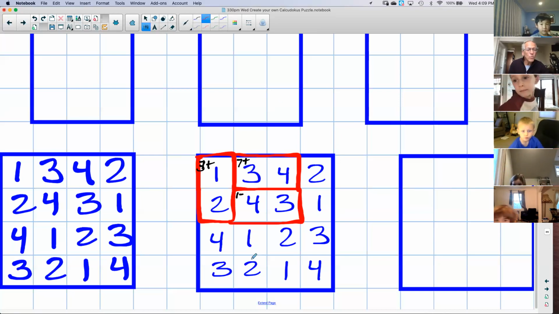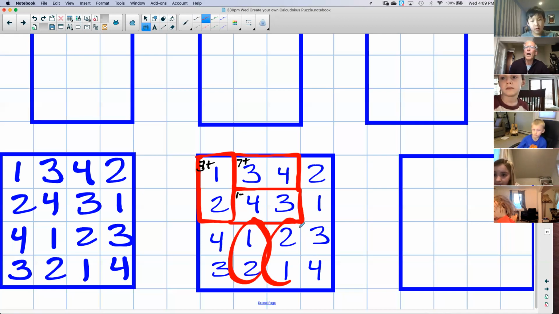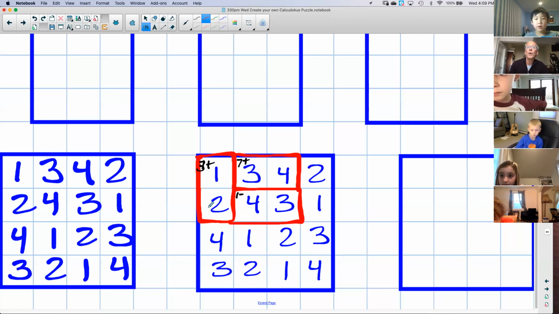Aaron, I want you to do one right now. So you choose. Give me the two numbers that you're choosing and then tell me the operation. 1 and 2. Now, which 1 and 2? There are a bunch. There are 3 1s and 2s. The first one you circled.